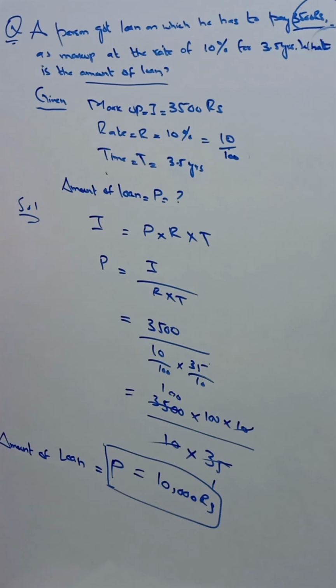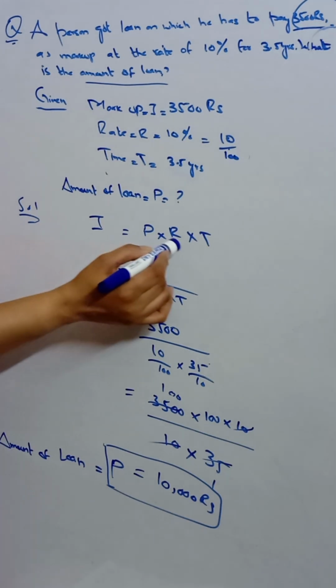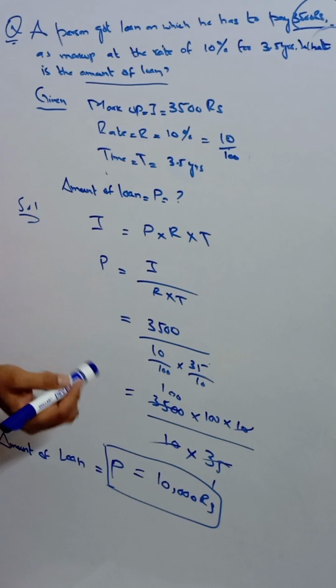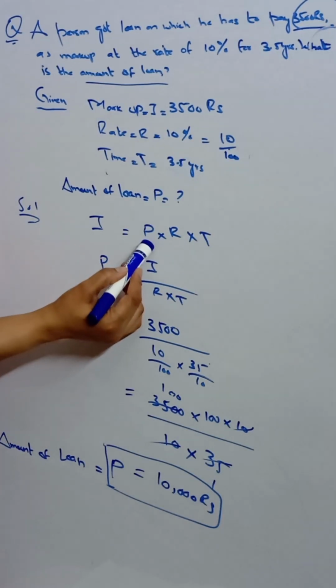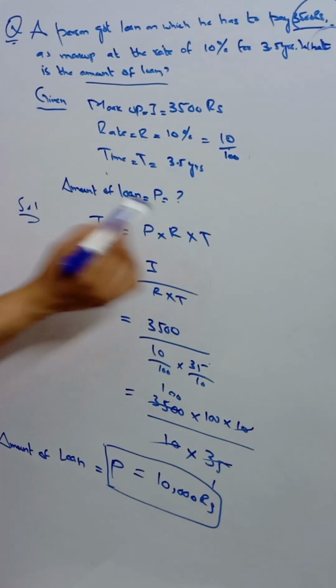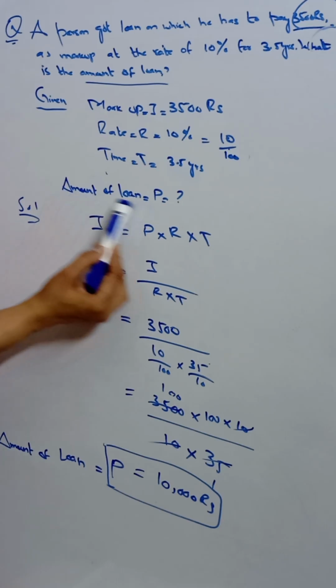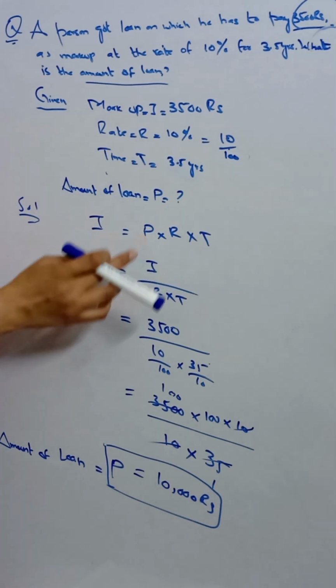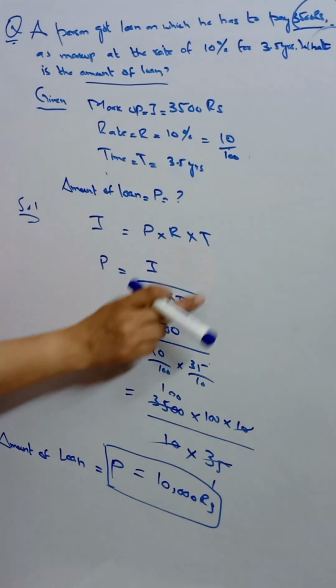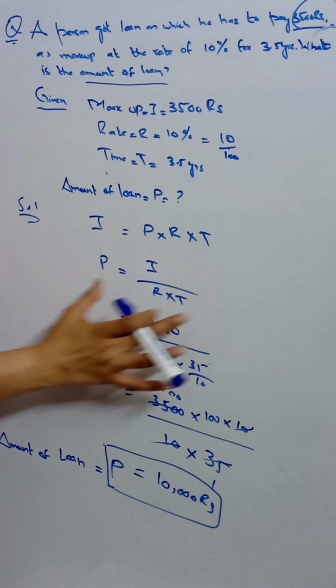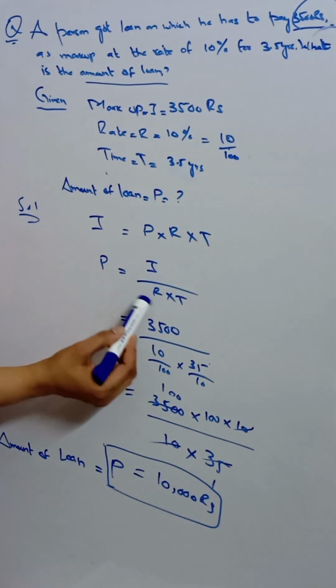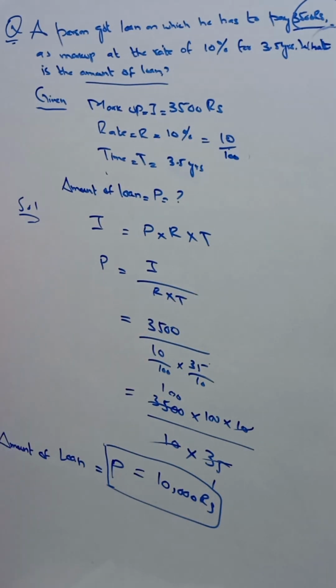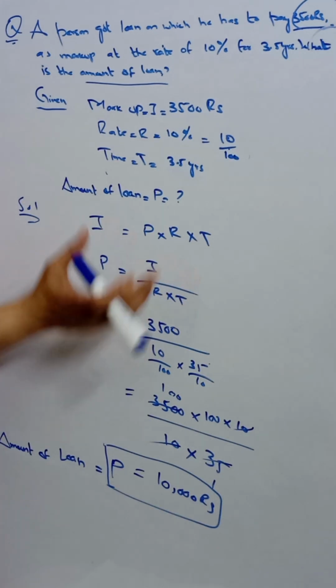Now, you know the basic formula. I equals P into R into T. Markup equals principal amount multiplied by rate multiplied by time. Now, we want the amount of loan. We want P. So I will remain the same, and R and T will be divided. So the formula will become I over R into T.